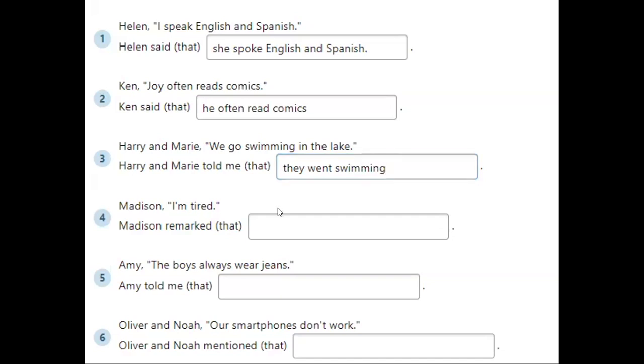Very good. Now, Madison says, I'm tired. How can we report this? I am tired. How do we change this to past? Yes, but I am is the present. What is the past? She is the present also. What is the past of she is? Was? Yeah, so Madison remarked that, let me help you here, she was tired. Now, we don't need to write this, she said to me that, we don't need it. This is correct, but we don't need it right now because we already have Madison remarked, as in Madison remarcó que estaba cansada. So Madison remarked that she was tired.